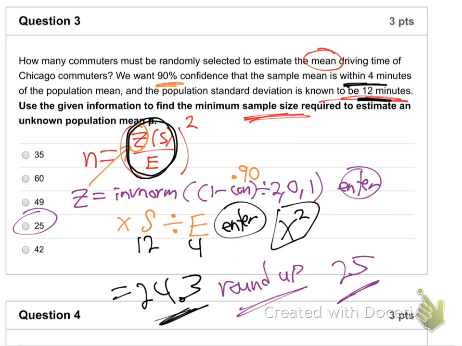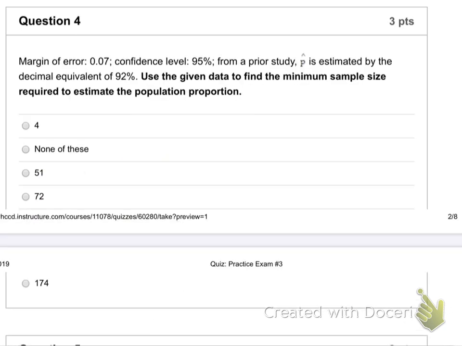All right. This exam is easier than the last, but there's harder ones to come. Questions on that one? Question 4. Margin of error, 0.07, confidence level, 95%. From a prior study, P hat, it's funny that's called hat, but it is, P hat is estimated by the decimal equivalent of 92%. Use the given data to find the minimum sample size required to estimate the population proportion.